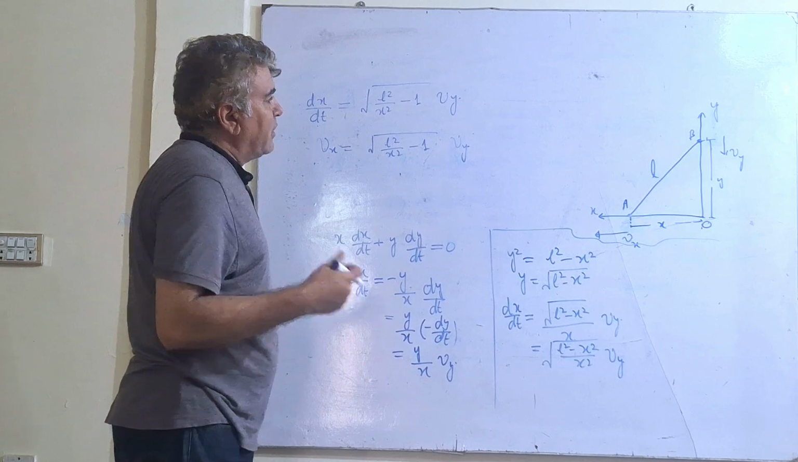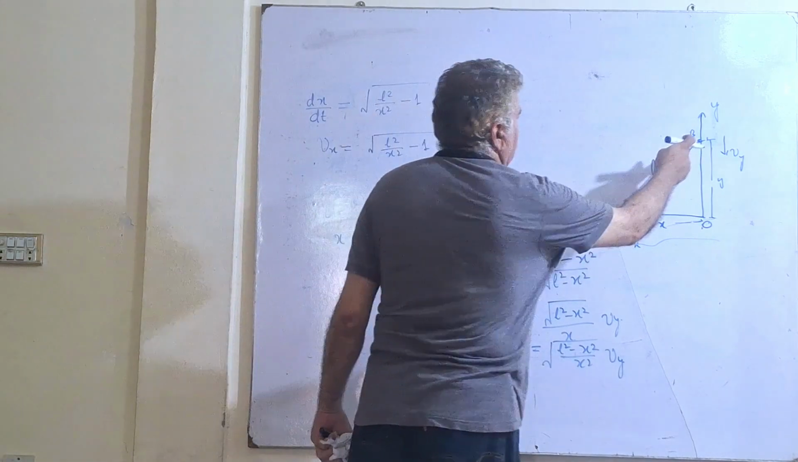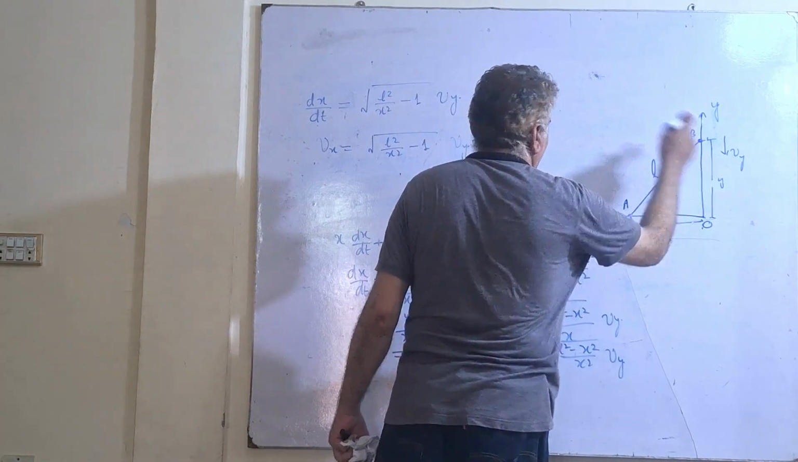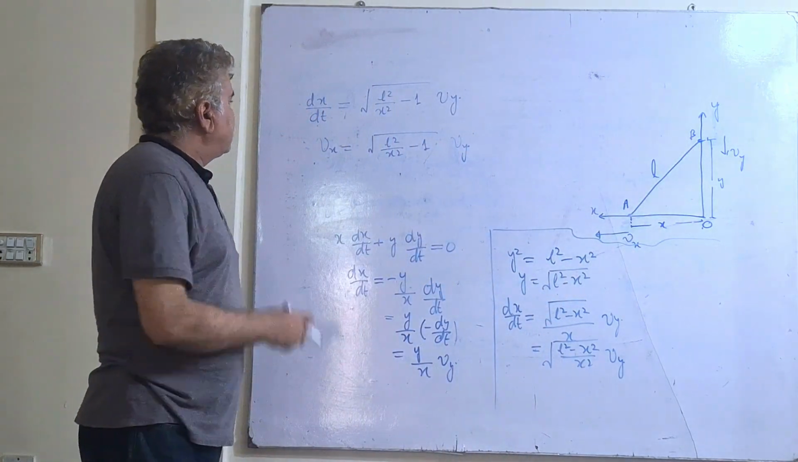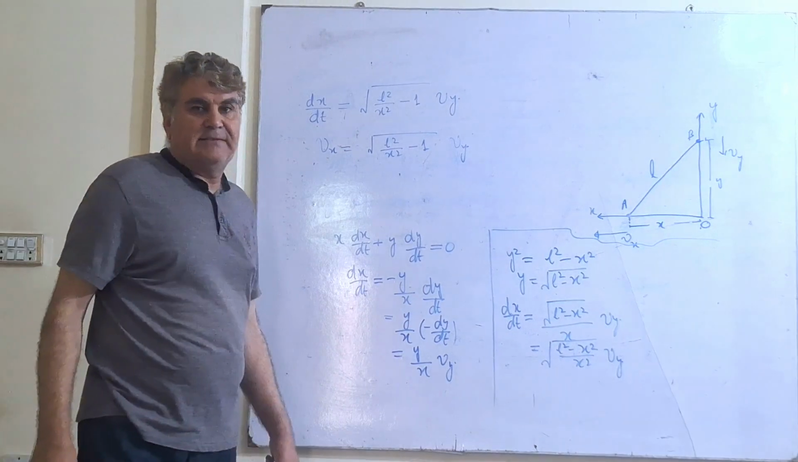If the vertical velocity, or the velocity of point B, is constant, then this relation links the two velocities.